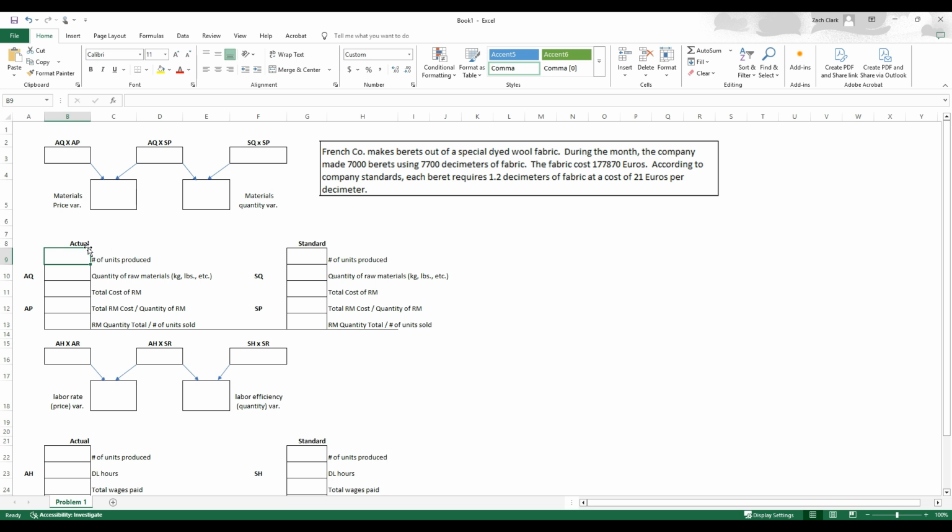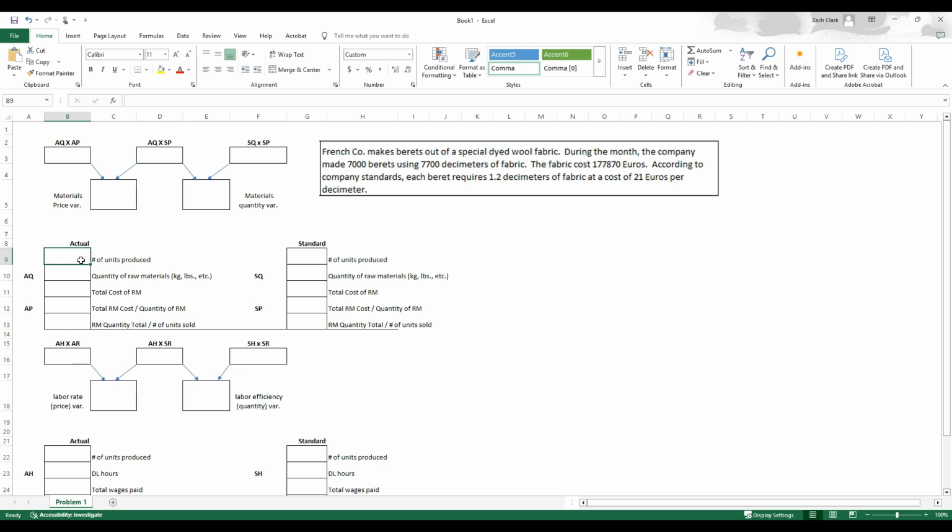Okay, so let's go through, and based on what we know already, let's start filling this out. Remember, we have actual, and we have standard or budgeted amounts. And that's really the crux of this chapter, and the analysis that we're doing here is comparing our actual performance when it comes to production versus our expected performance, or our standard.